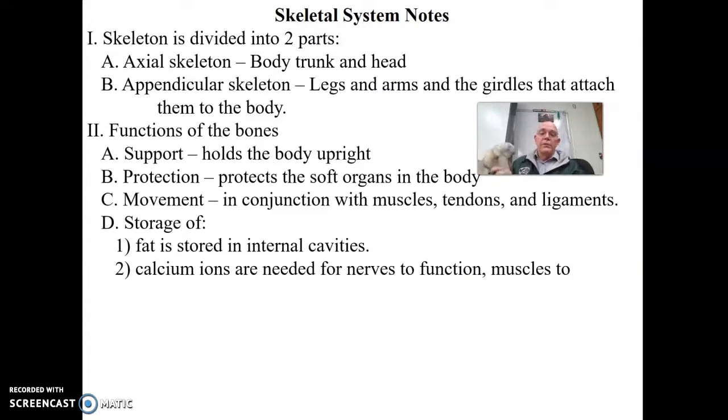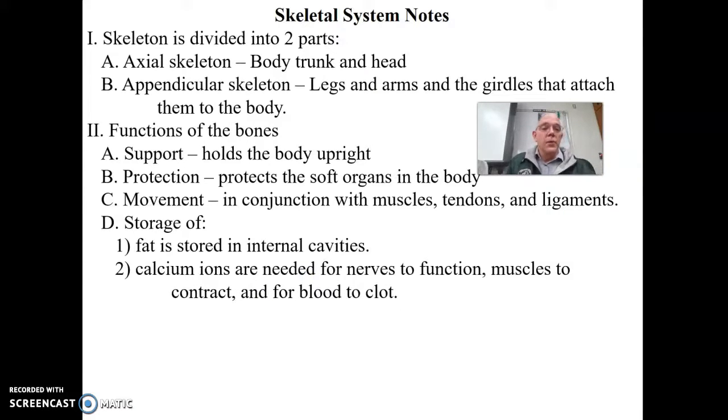Also, calcium ions are needed. Besides calcium, obviously, being a major ingredient in your bone, it's for your nerves to function properly. You have to have calcium ions free. Okay, if you get low on those, then your nerves are going to start malfunctioning and stuff like that. It's also necessary for your muscles to contract.